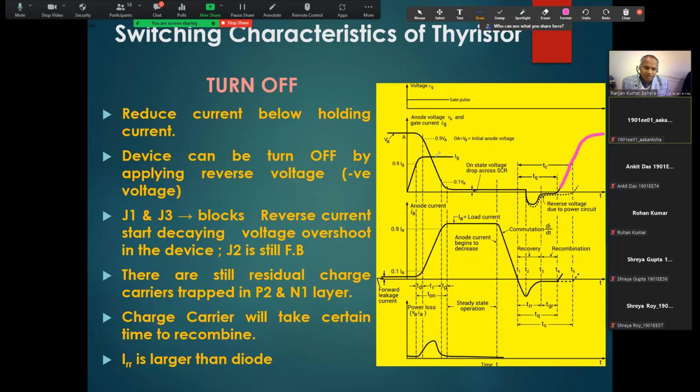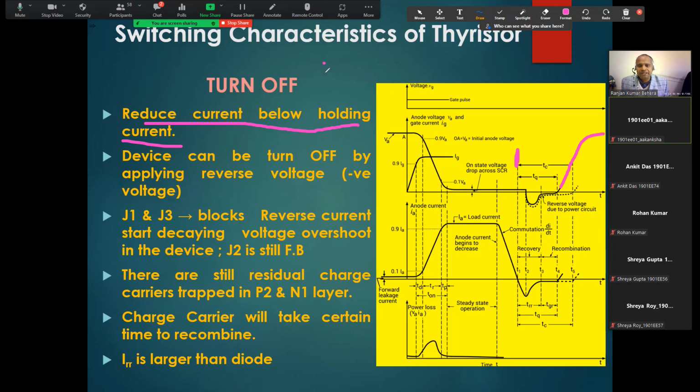So you see, when you turn off at this point, the gate current becomes 0. When the gate current becomes 0, or you apply the reverse voltage, or VAK is reverse biased, the device will be turned off when your current reduces below the holding current. If it is lower than the holding current, then this device will be turned off.